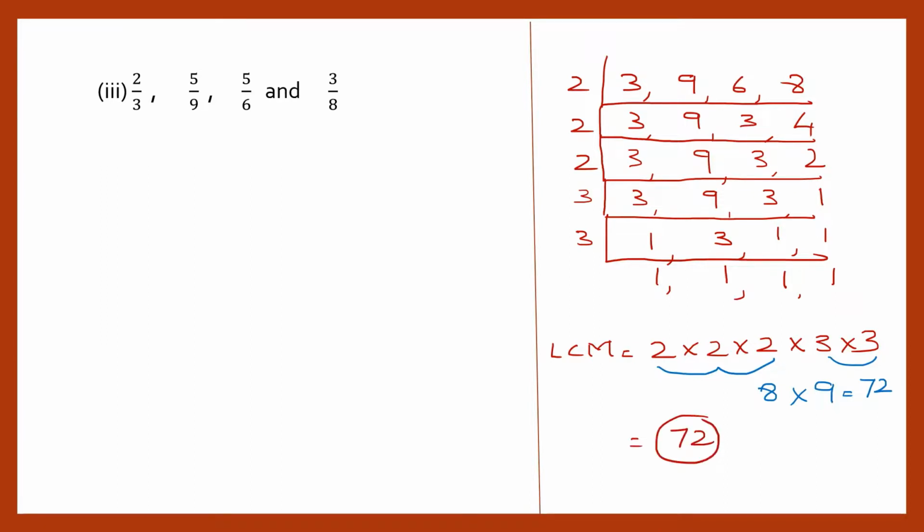We're going to use this. So let's write down the fractions. 2 by 3, 5 by 9, 5 by 6, and 3 by 8. The denominators have all become 72.